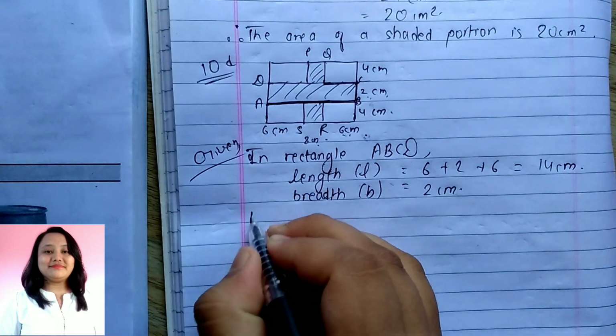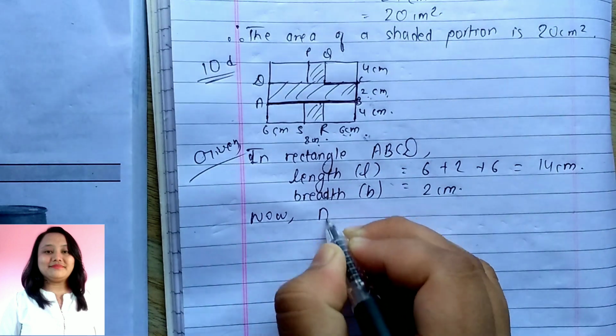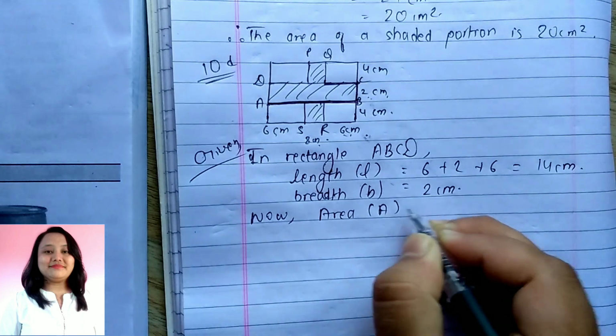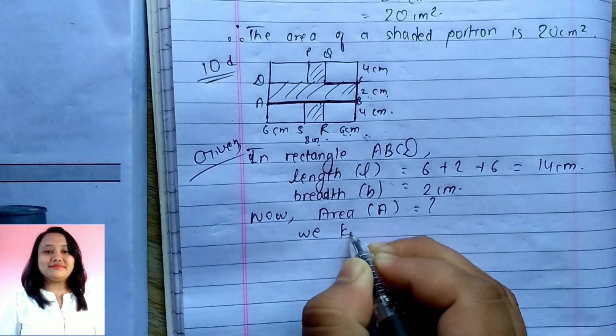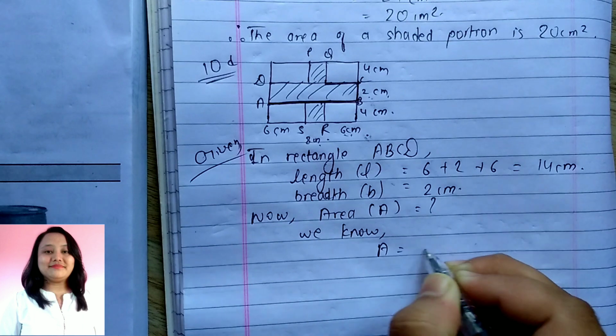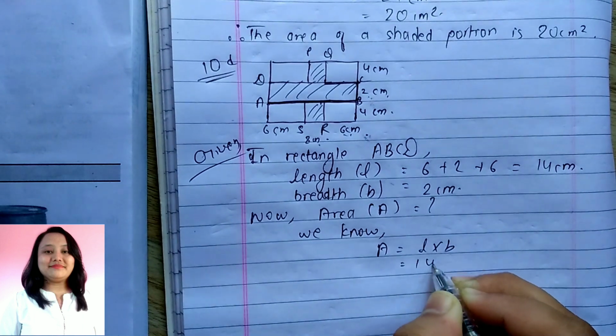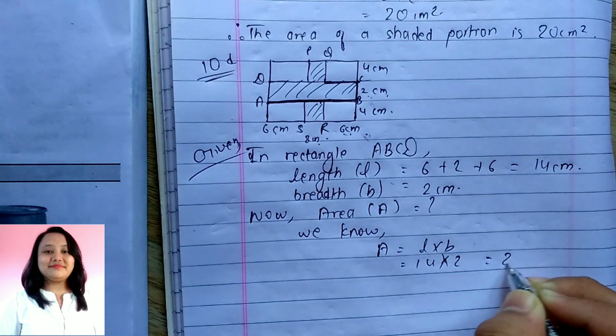Now area A equals what? We know A equals L into B, equals 14 into 2, equals 28 cm square.